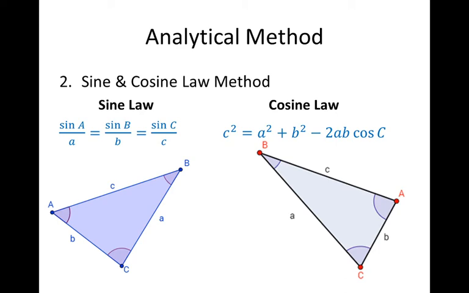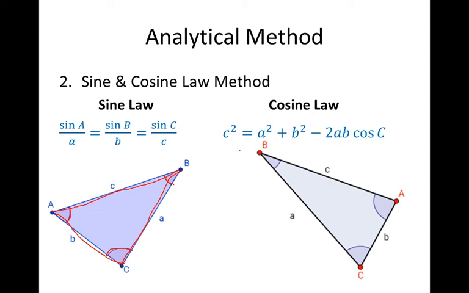Now the second method for the analytical method is the sine and cosine law. So here are the formulas for sine law. We have sine angle A, which is this angle, over side A, so this one is side A, and that is equal to sine angle B, this one is angle B, divided by side B. And we have sine angle C divided by side C. So all of these terms are equal.